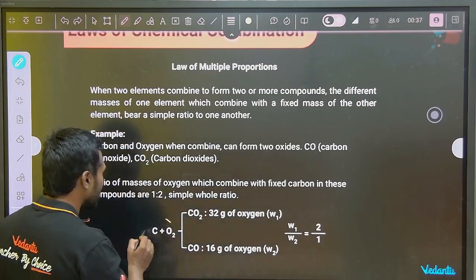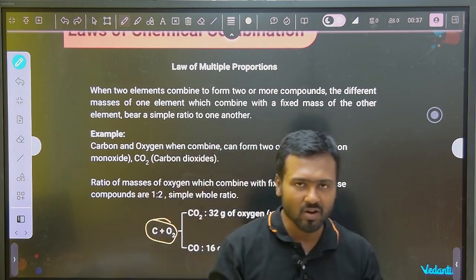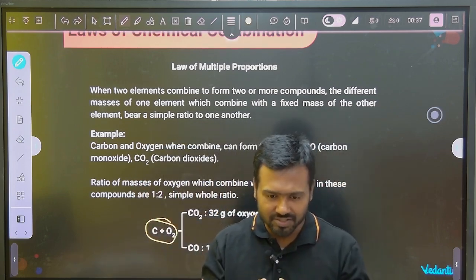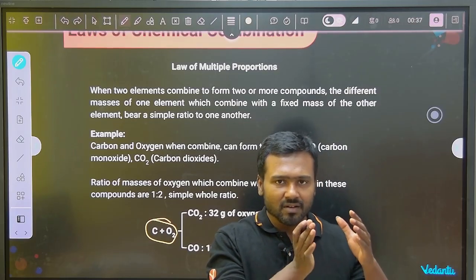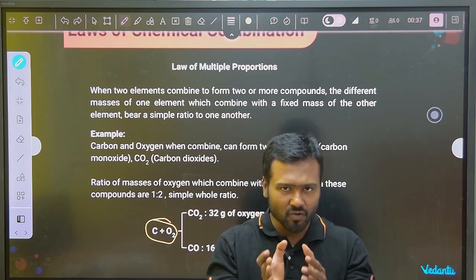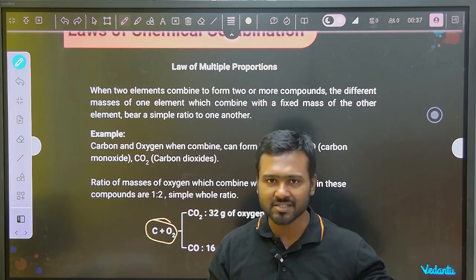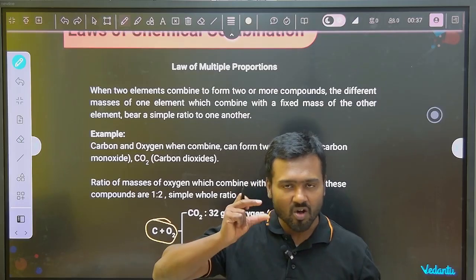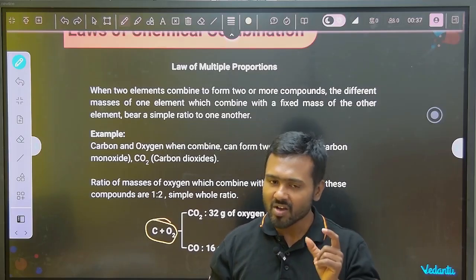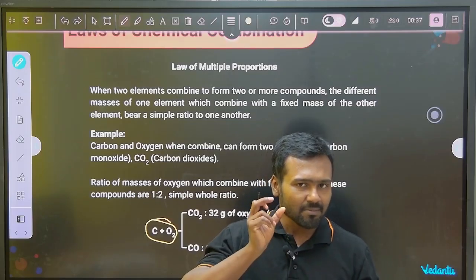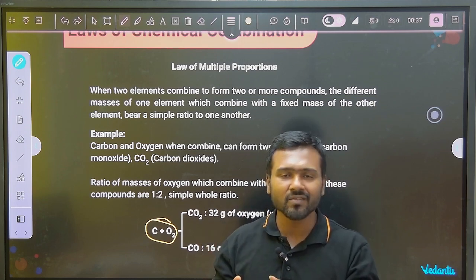They gave you an example here: CO and CO2. Let's say they consider carbon and oxygen. So carbon and oxygen are combining in the ratio, if you take carbon monoxide CO and carbon dioxide CO2. In these two, carbon mass is fixed, whereas the oxygen mass in carbon monoxide is 16 grams and in carbon dioxide is 32 grams. If you take the oxygen mass ratio, you get a 1:2 ratio.